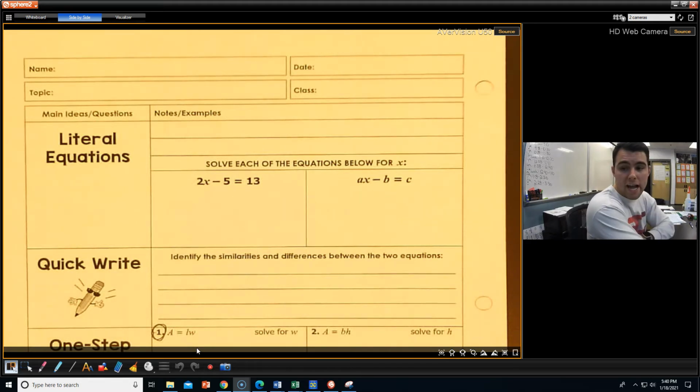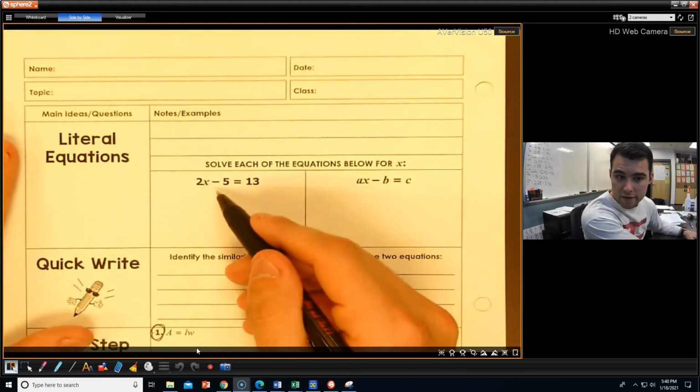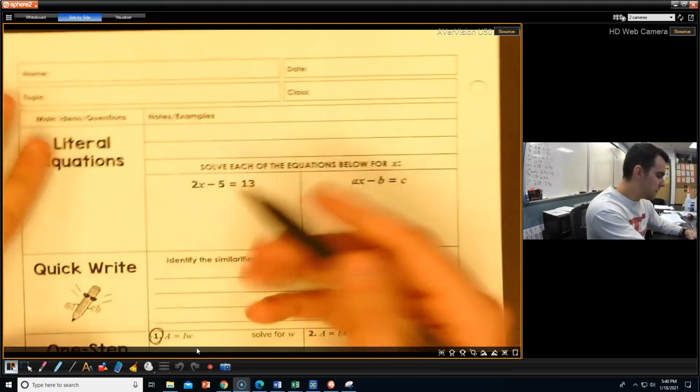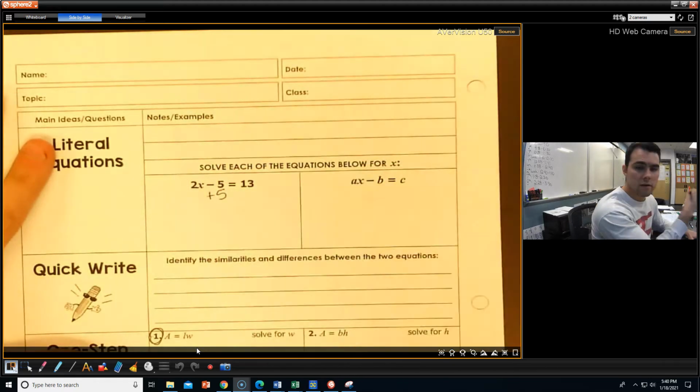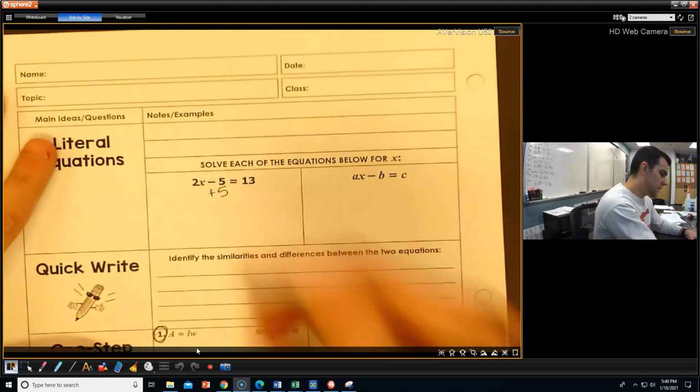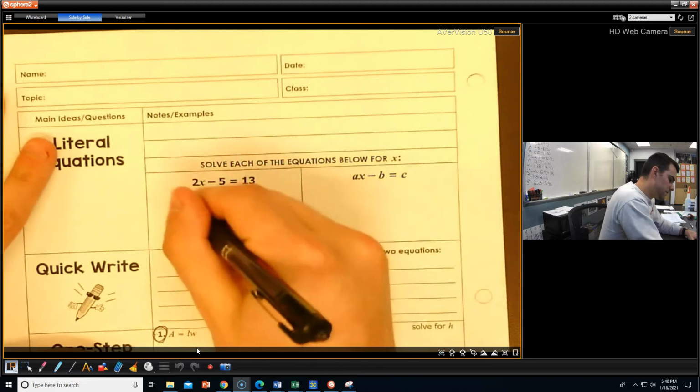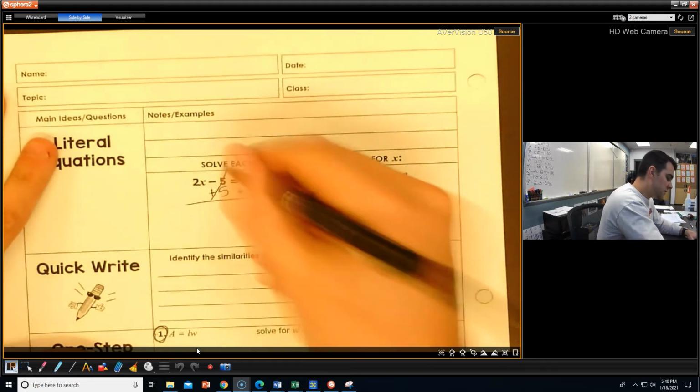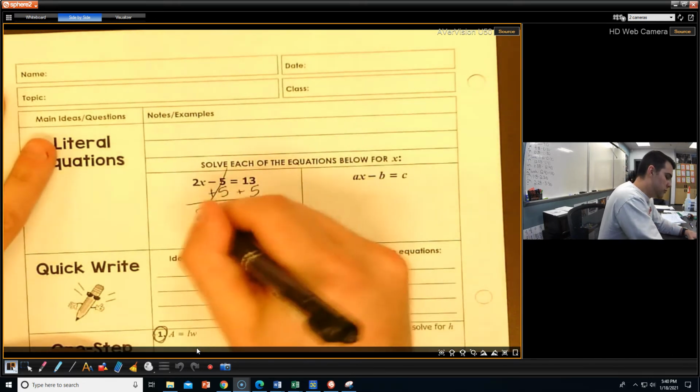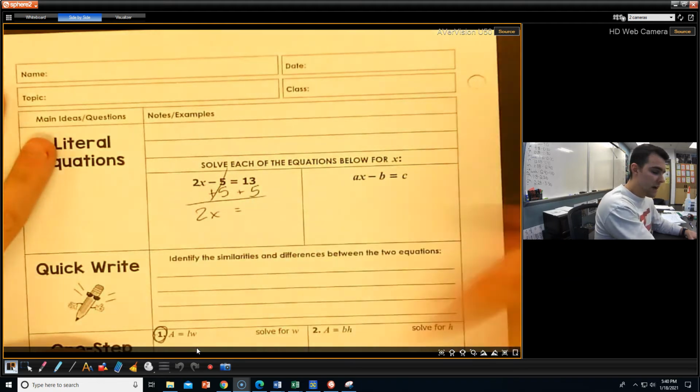So I'm doing SADMEP. I'm going to take care of what I'm subtracting or adding first. I'm subtracting this 5. So what's the opposite? Add 5. What I do to one side, I do to the other to keep this true. Then these 5s will cancel. I'll be left with 2x is equal to 13 plus 5, which is 18.